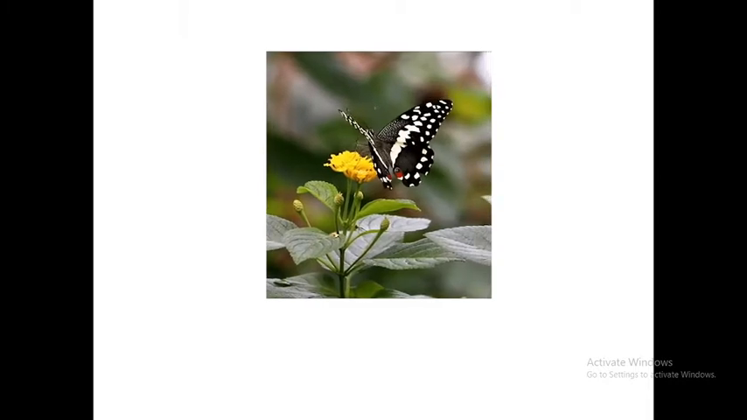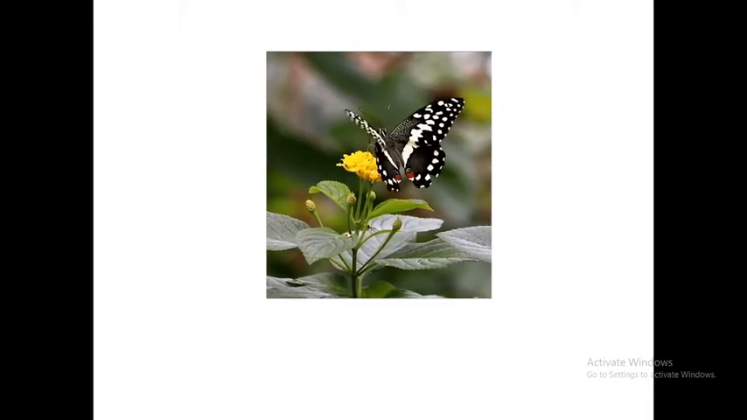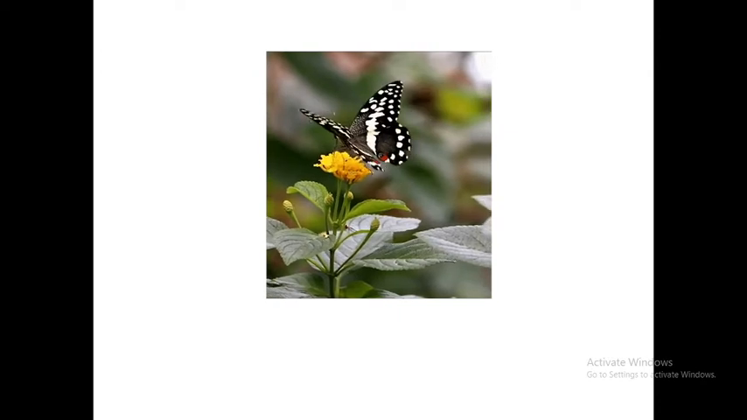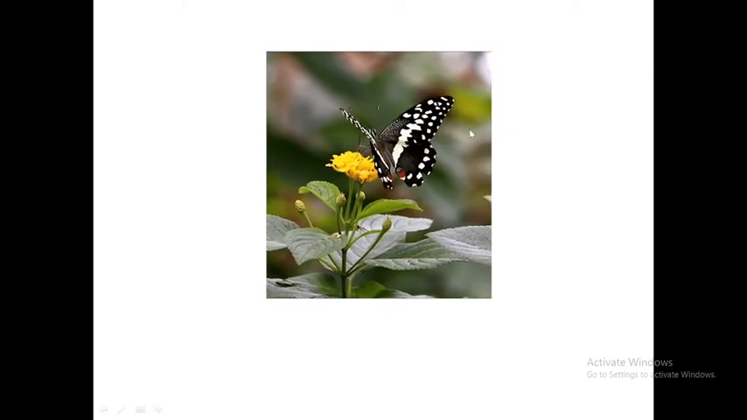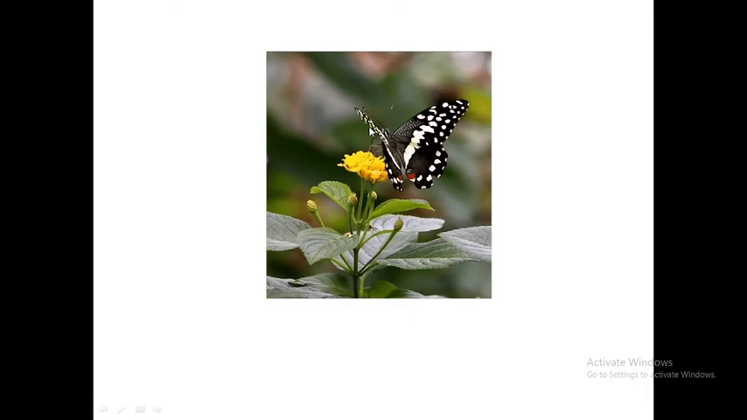In this video, we are going to discuss in detail about this pest, that is Papilio demoleus. Now, look at this one. This is a beautiful butterfly, which is the adult stage. And when we observe, it has prominent dots on its wings.